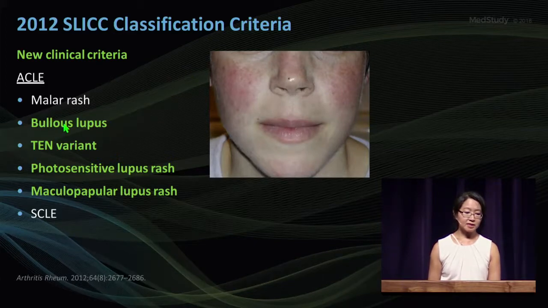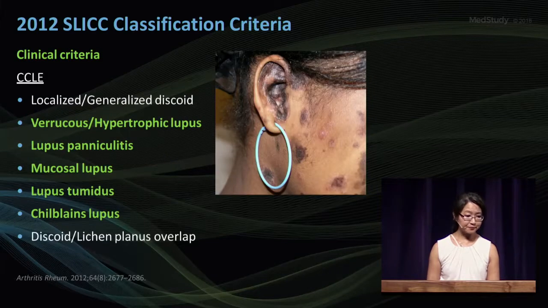So it recognizes that these patients can have other skin manifestations as part of acute cutaneous lupus. So they can have bullous lesions. So this looks like huge blisters. They can have toxic epidermal necrolysis. They look like burn victims. These patients can also have just a plain old maculopapular rash that's not necessarily in the malar region.